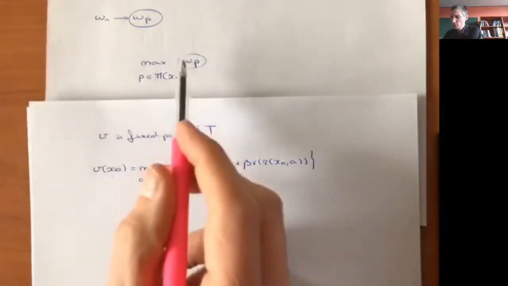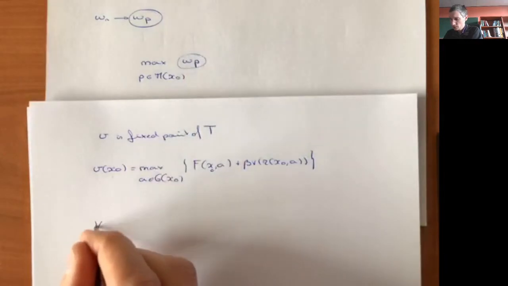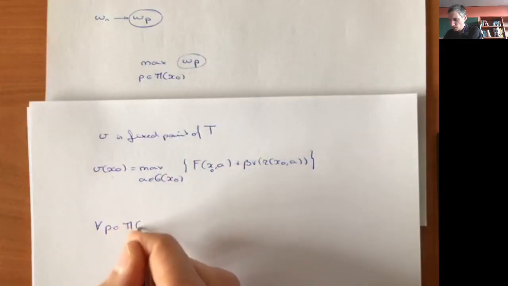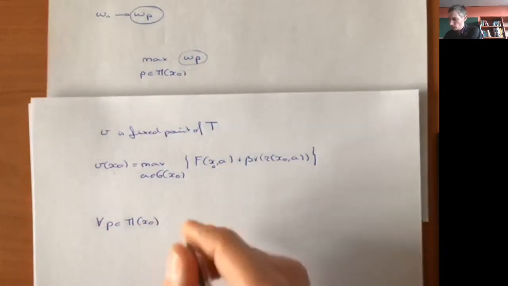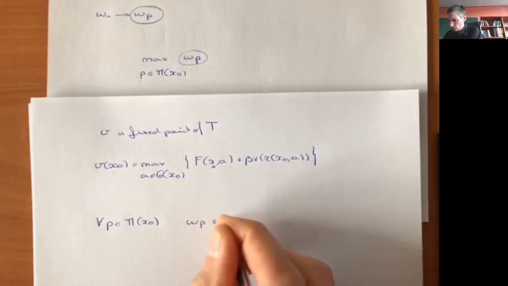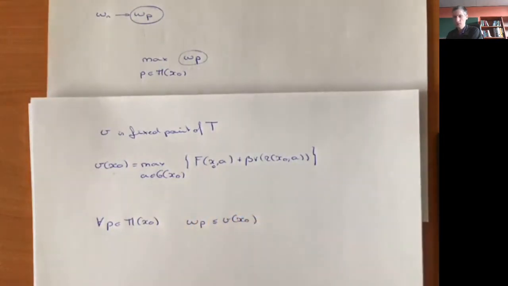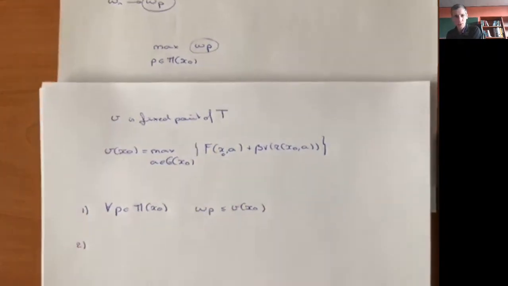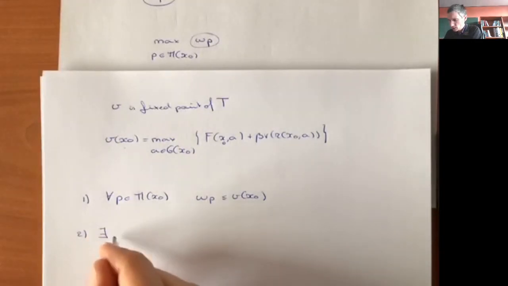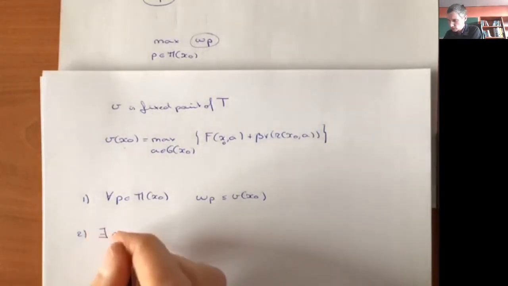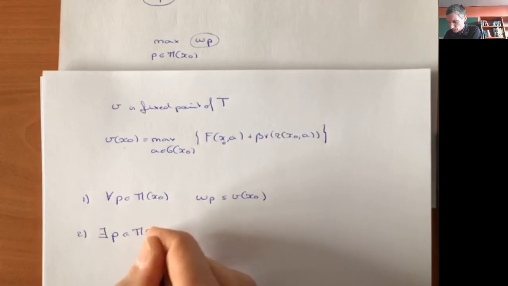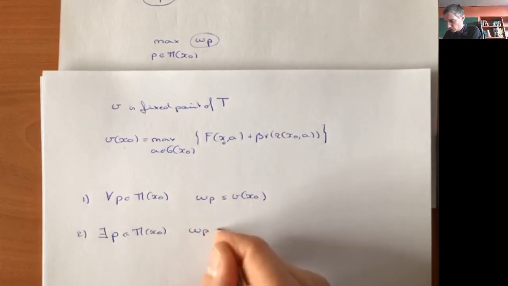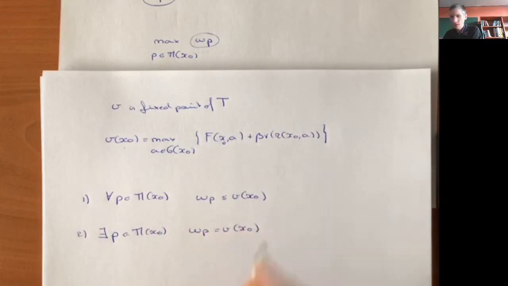And we would like to solve this maximization problem, so what are we going to do? Well, first we're going to show that for all paths p, w of p is smaller or equal to V of x0. That's the first thing that we're going to show. And then the second thing that we're going to show is that there exists a path in P of x0 such that w of p is equal to V of x0.